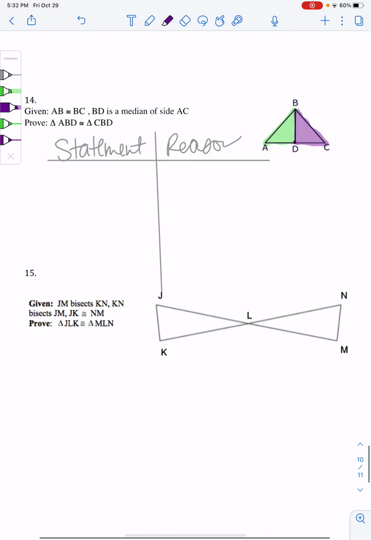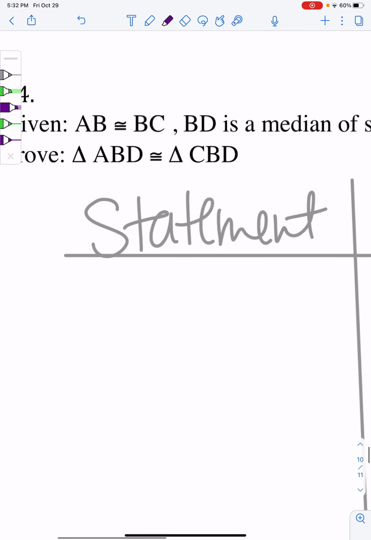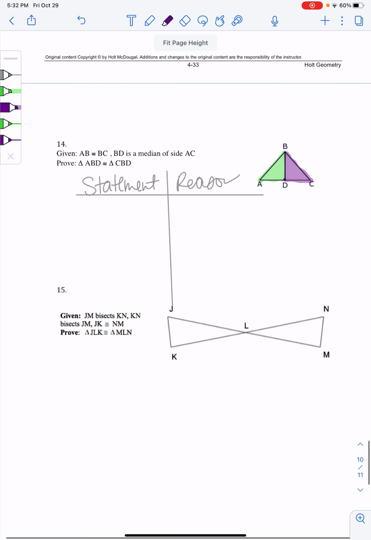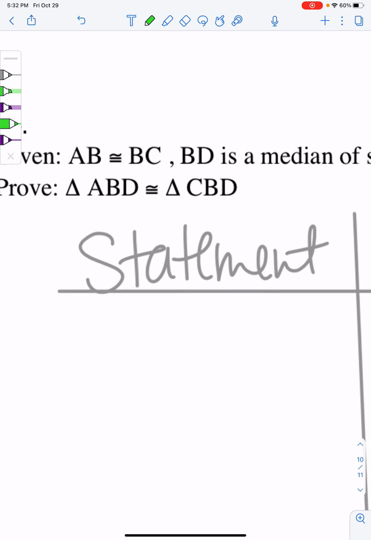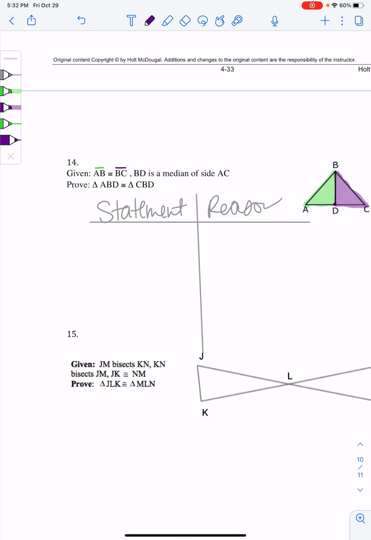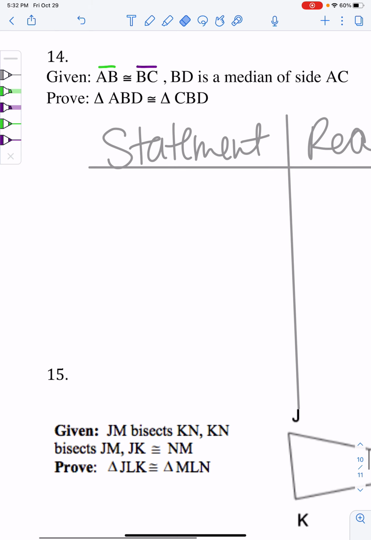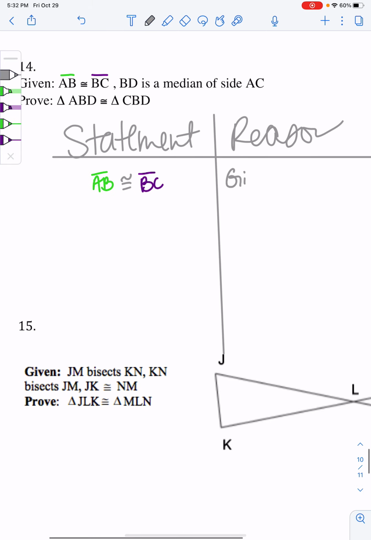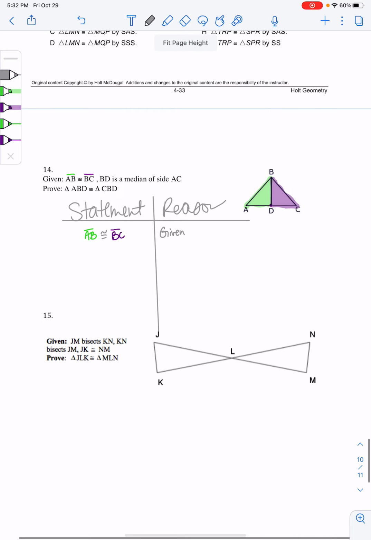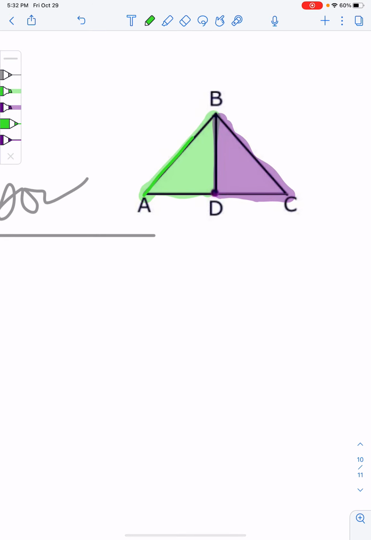Okay, so this one's saying AB. Where are their lines, those sillies? AB. They should have done this. AB and BC match up. So BC is the purple one and AB is the green one, and they're telling us that those match, which is a given. So AB, I'll draw it in over here, that and this match. That's what they told us.